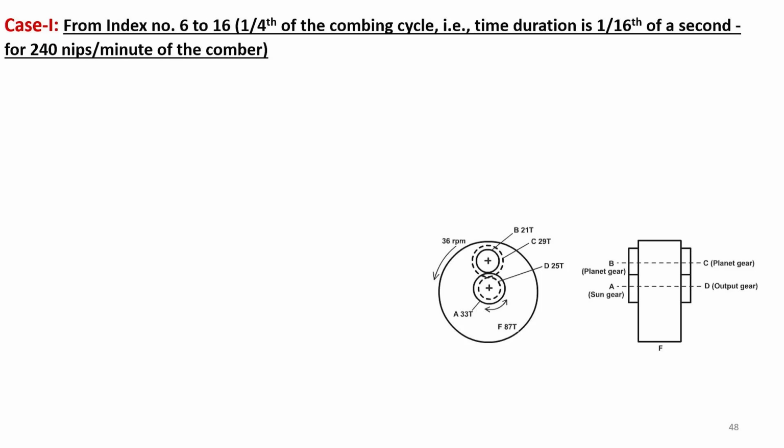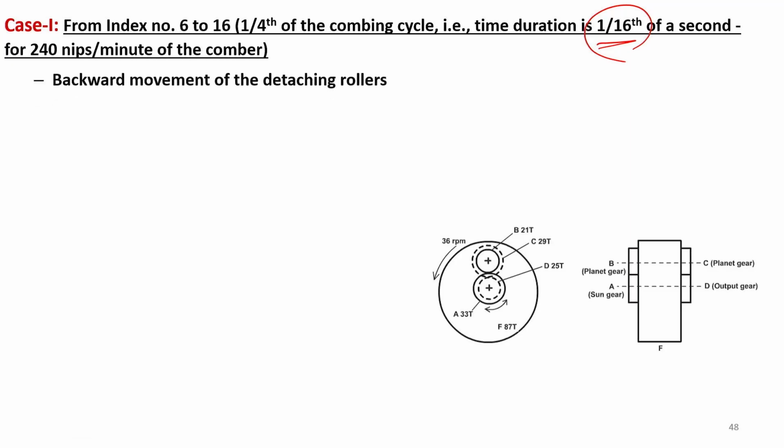Now, case 1, from index 6 to 16, again it is 1/4 of the combing cycle, that means 1/16th of a second, assuming again 240 nips per minute. If we change the nips per minute, like if we make it higher speed, then the time duration will be less, that is the only difference there will be.